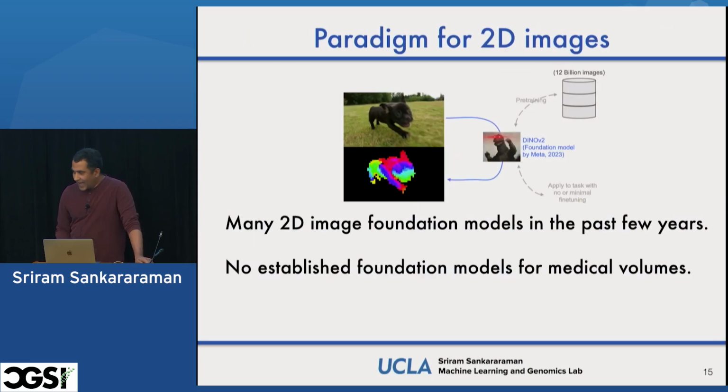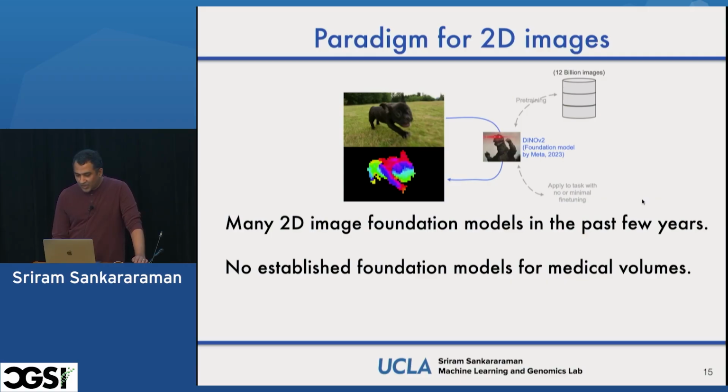As I mentioned, the paradigm for 2D images is you have a massive data set of 2D images from the internet. And now you train one of these models, say a transformer architecture, on some type of pretext task. So that's the pre-training. And then you have some downstream application, so you apply it to this task, either with no fine-tuning or with some small amount of fine-tuning for that task.